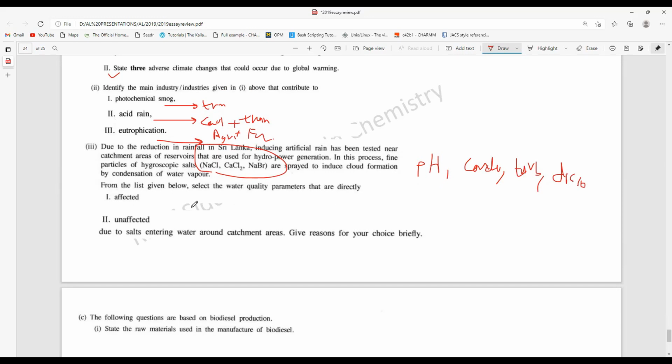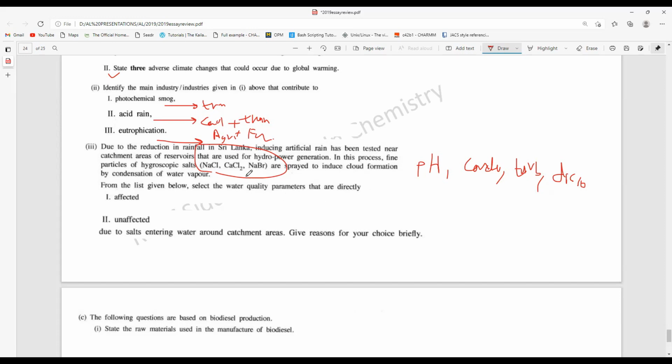So what is affected here? Think about these salts. NaCl, calcium chloride, NaBr, all these are neutral salts. So when you add these, they are not going to get hydrolyzed. There is no hydration between these, only the hydration can happen. No hydrolysis is happening. Okay, don't forget, hydrolysis is not happening. Hydration is only happening. So there will be no effect on the pH.